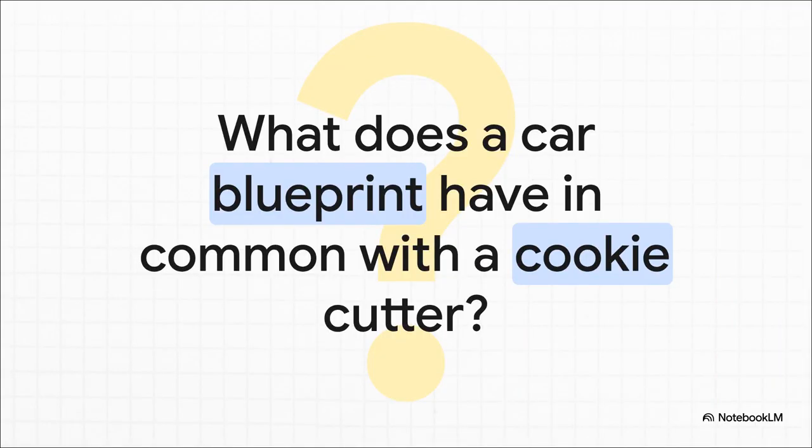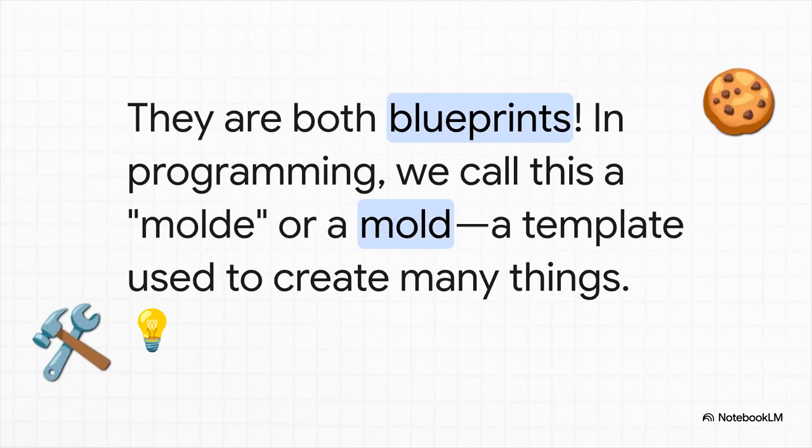Okay, so to get started, let me ask you a question. What on earth does a car blueprint, with all its crazy detail, have in common with a simple, everyday cookie cutter? I mean, one makes a complex machine, the other makes a snack. What's the link? Well, the answer is they're both blueprints. They aren't the thing itself, they're the instructions for making the thing. And that one idea, that difference between the plan and the actual product, that's the absolute key to understanding object-oriented programming, or OOP for short.